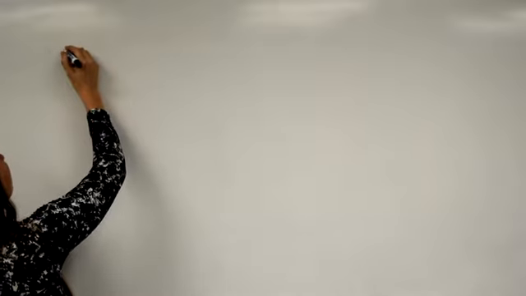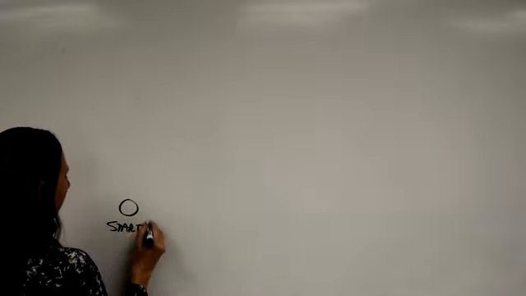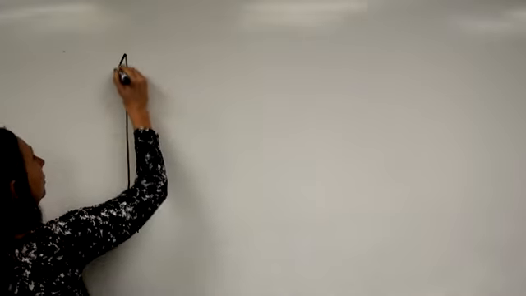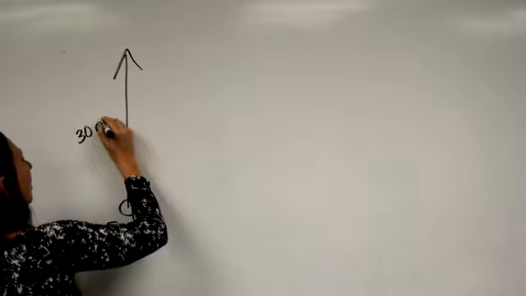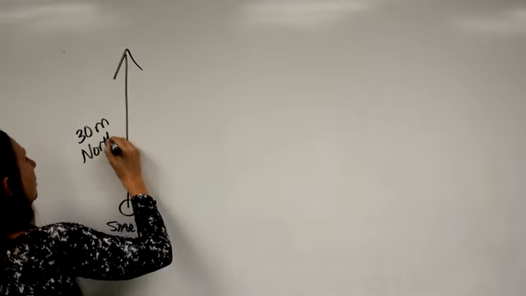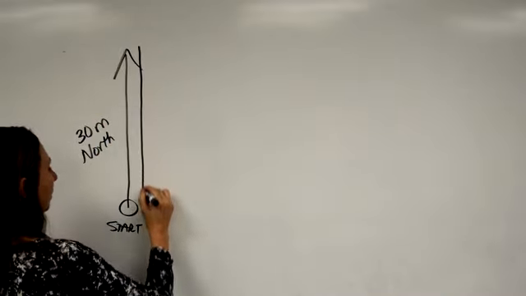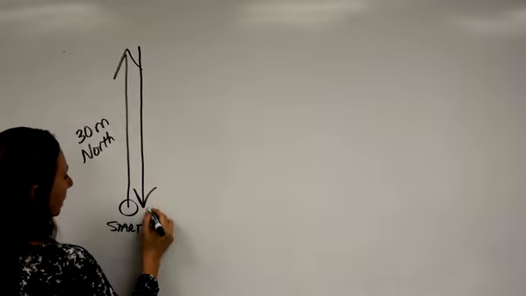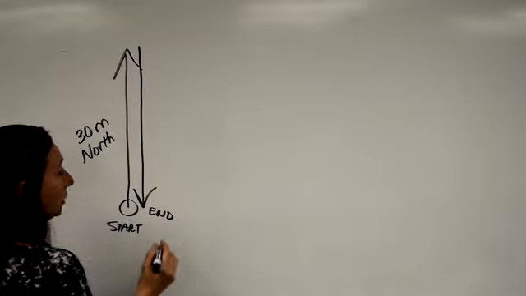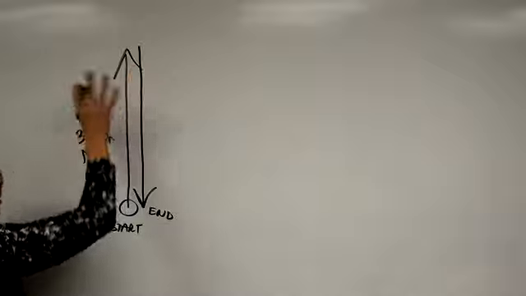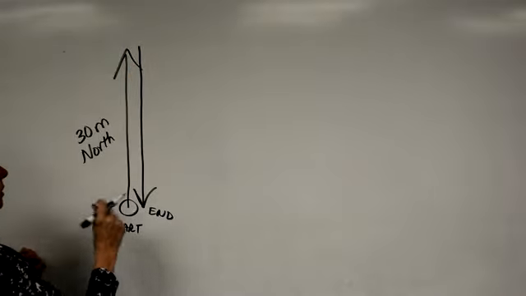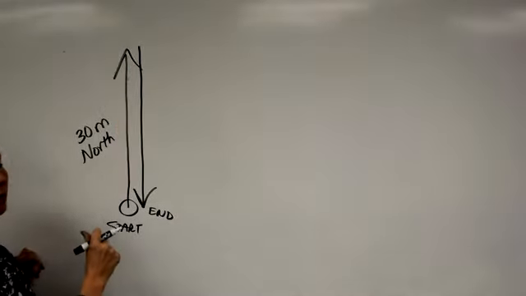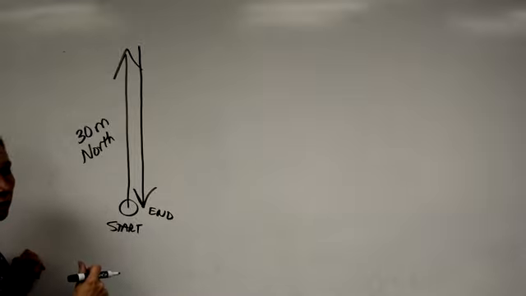So the horse gallops 30 meters north. We'll start him here. He goes 30 meters north, and then he gallops 30 meters south, and he ends in the same spot where he started. I'm not going to put them right on top of each other. I do want you to be able to see them. Tip to tail, so I'm adding the vectors correctly.